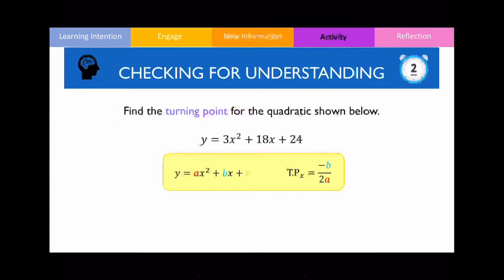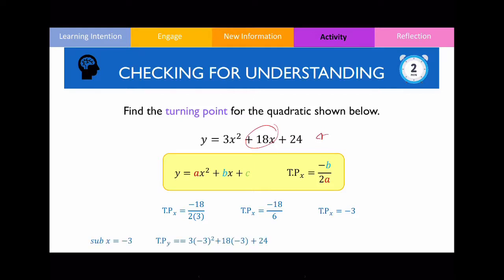If you guys have done this successfully, your negative b value, in this case, will be negative 18. A is equal to 3. Substitute those values in. Negative 18 divided by 6, in this case, is equal to negative 3. So that's the x value of your turning point. Substitute that into the original equation. Therefore, if you put this all into a calculator, you're going to get y is equal to negative 3 as well. Coincidentally, this is going to be your turning point.